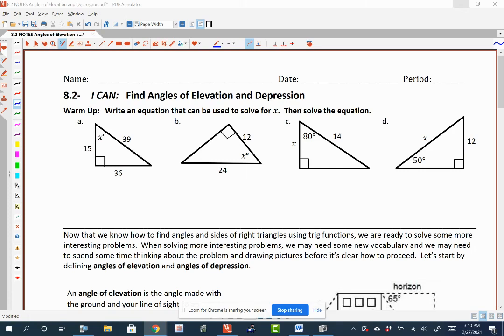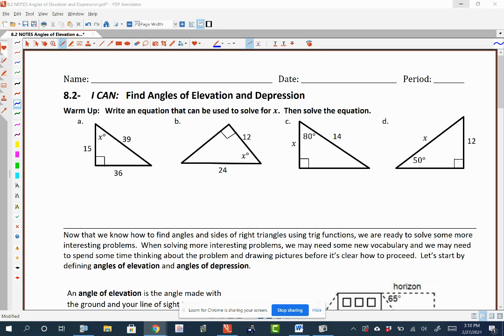We're going to go over section 8.2, and our objective is to be able to find angles of what's called elevation and depression. So before we do that, let's look at our warm-up, where we want to write an equation that can be used to solve for x, and then we'll solve that equation. So this is what we did yesterday.